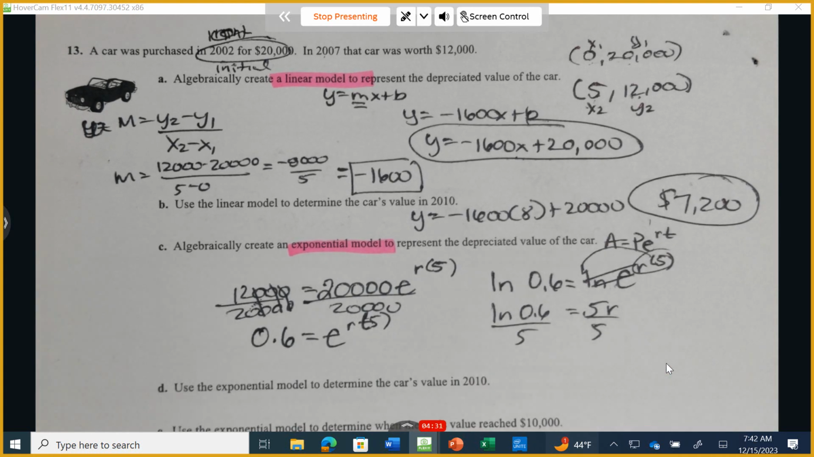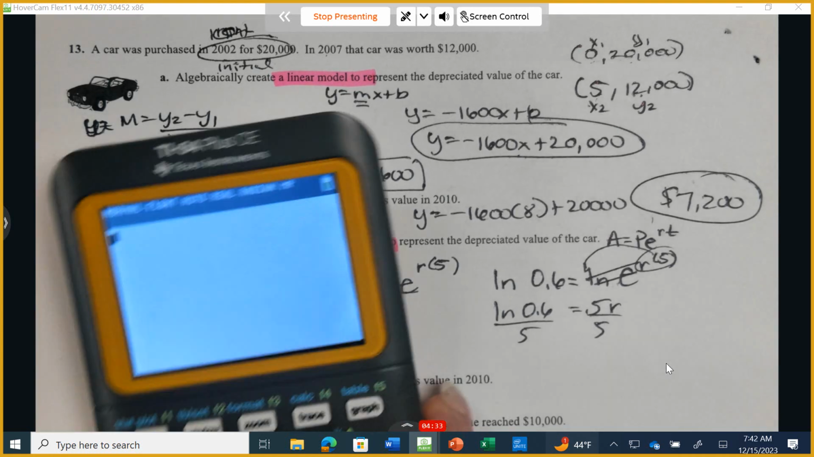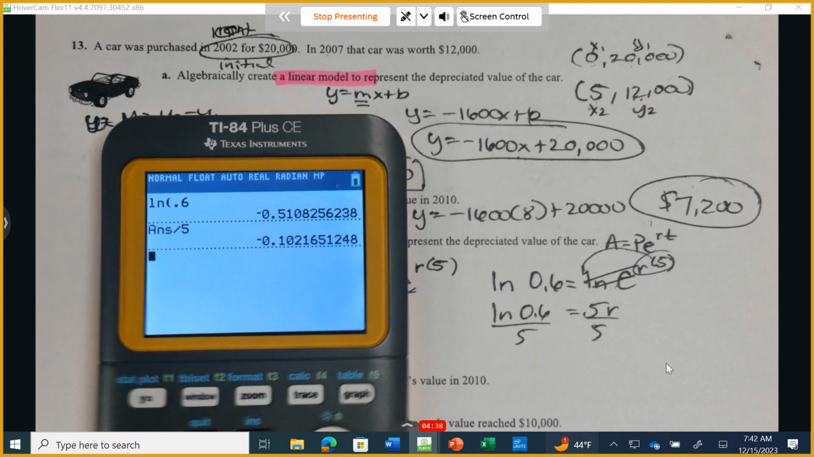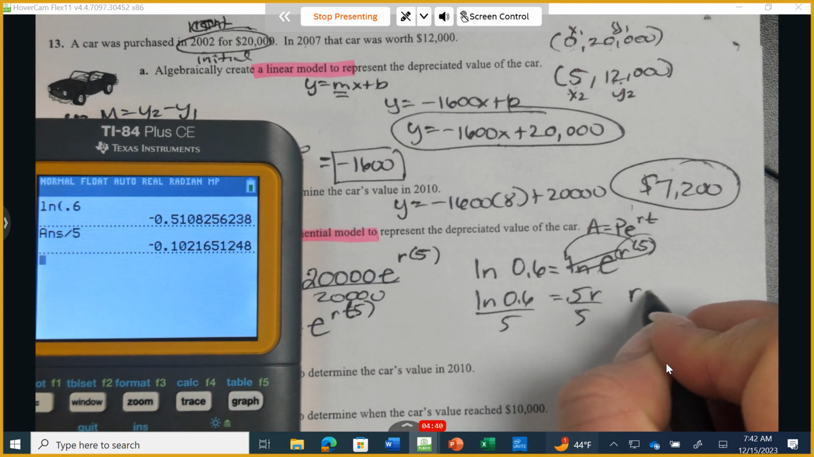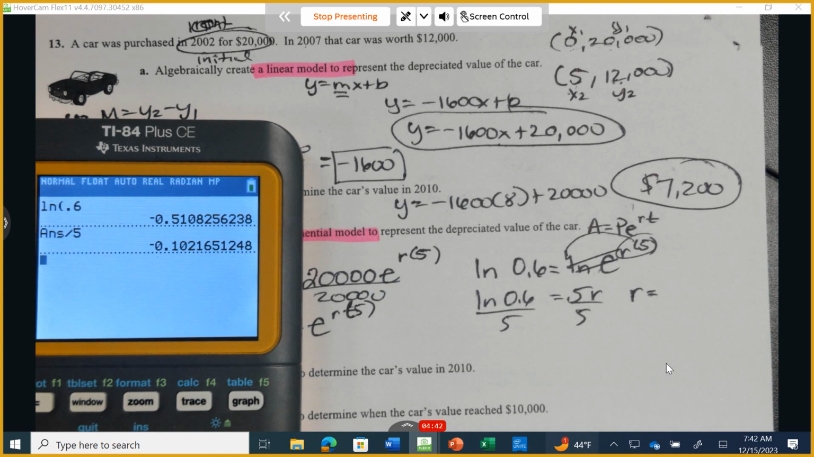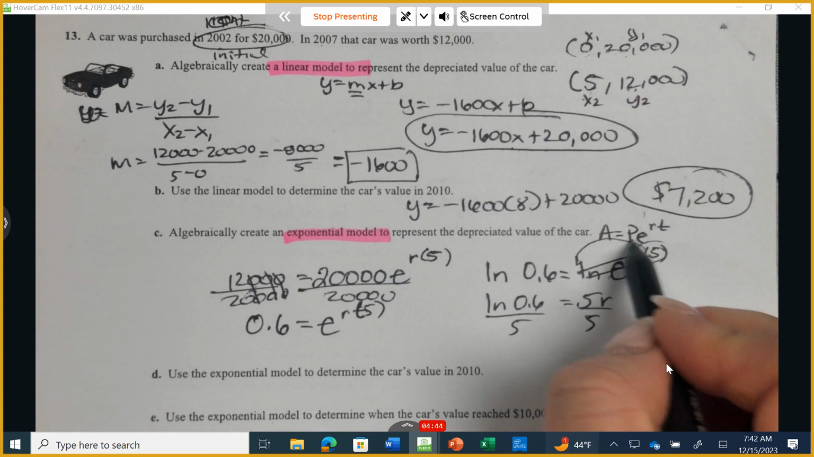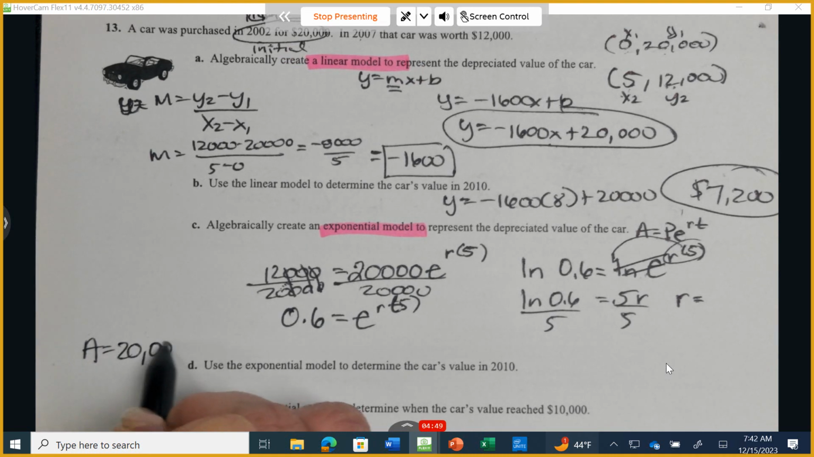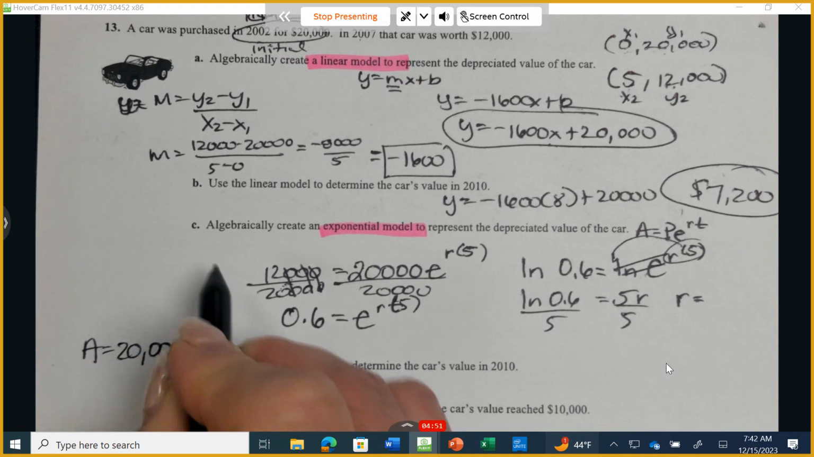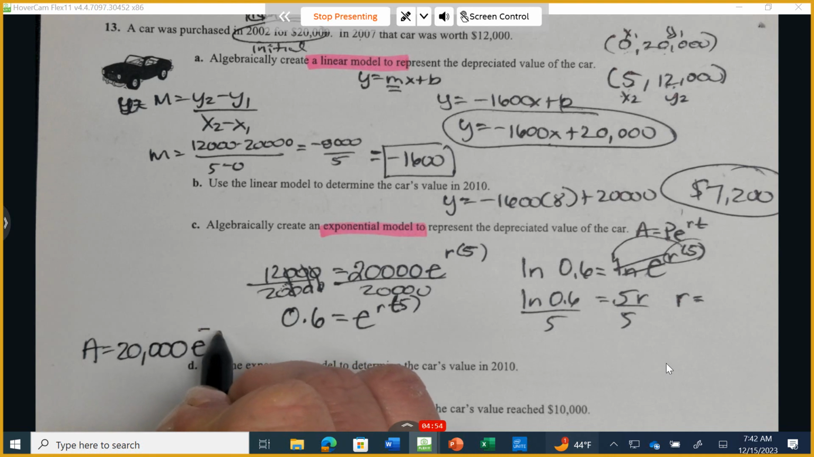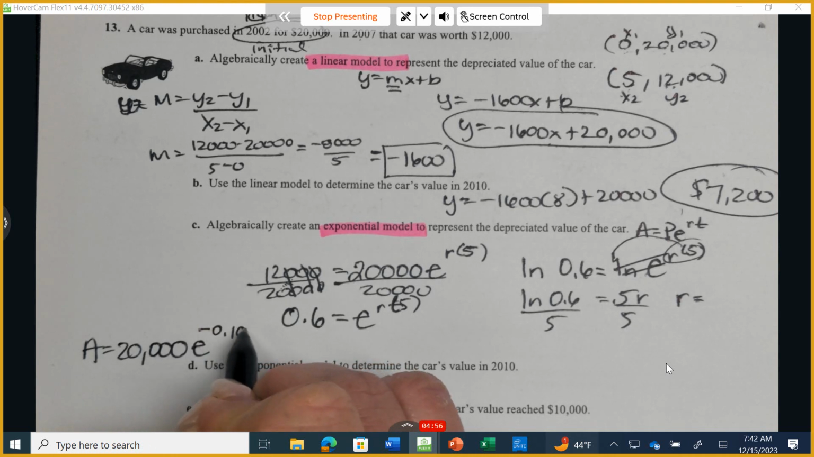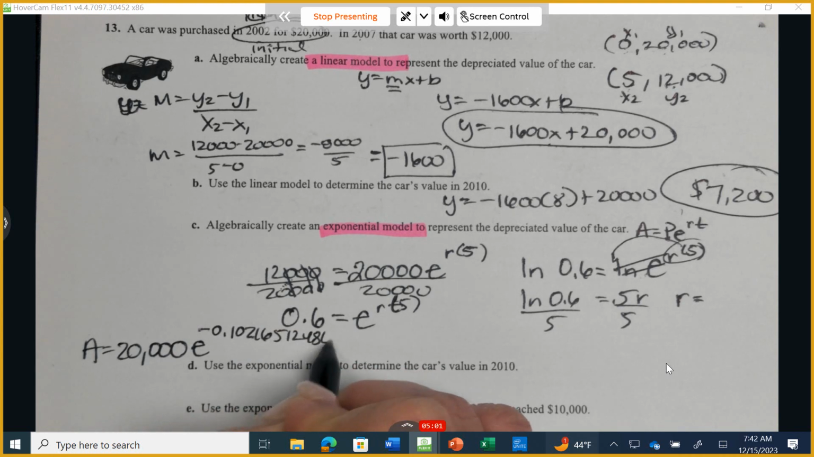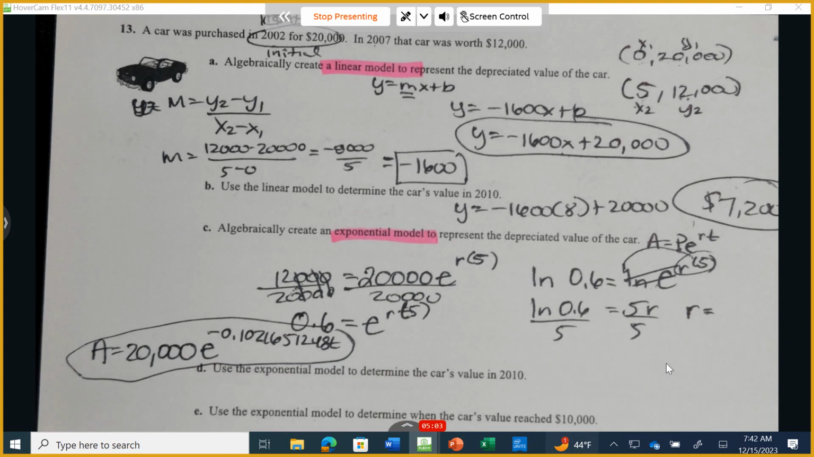So on your calculator, take ln of 0.6, enter. Get an answer, divide by 5, enter. Okay, so what is our rate here? It's ugly. Now we're going to write down this equation. So this is my equation. I have A equals 20,000 e, and now I have this really ugly decimal, negative 0.102141651248 times t. This is my equation.